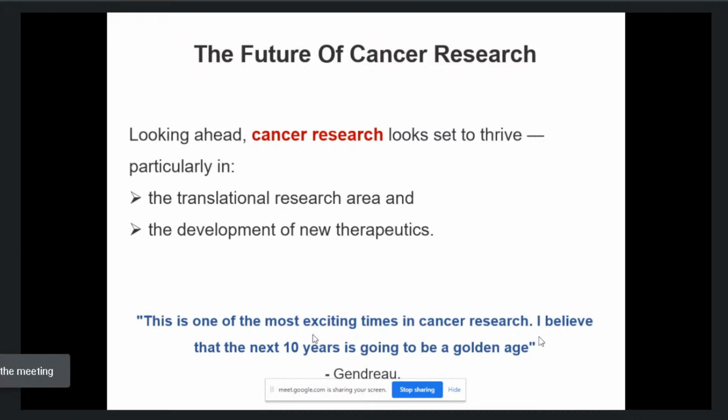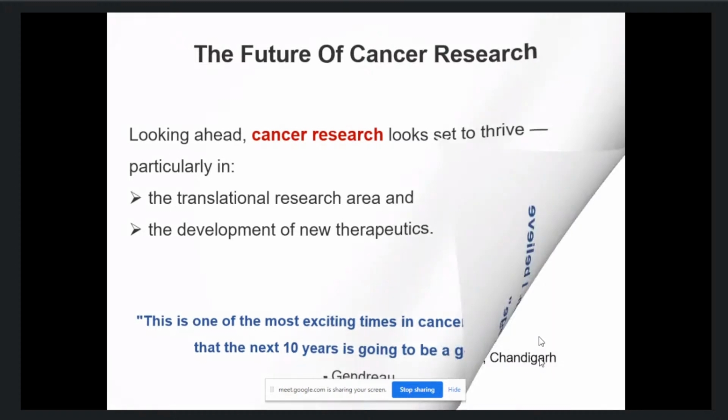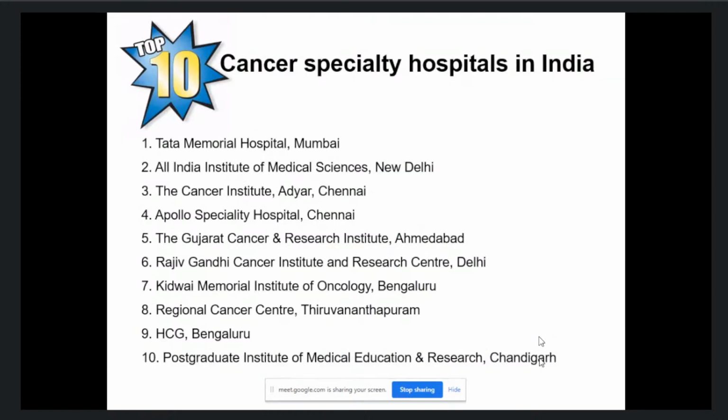So Jandrew from Genentech stated a few years back that this is one of the most exciting times in cancer research, and I believe the next 10 years are going to be a golden age. So that quite motivates the people who are interested in cancer research or who are already there. And so all the best to whoever is interested.